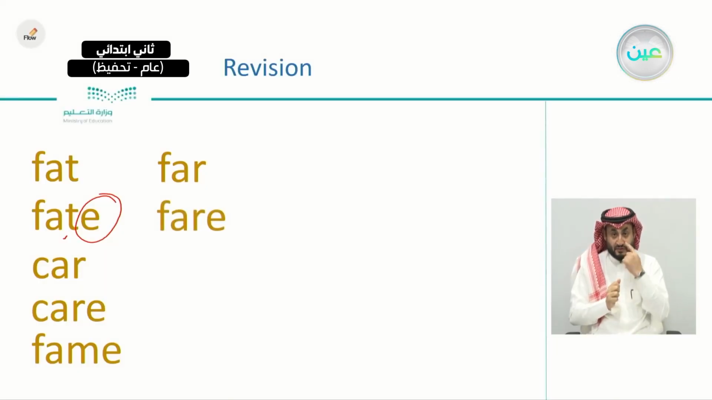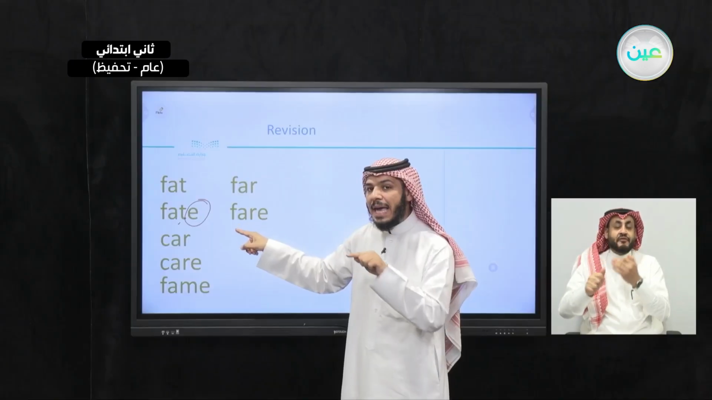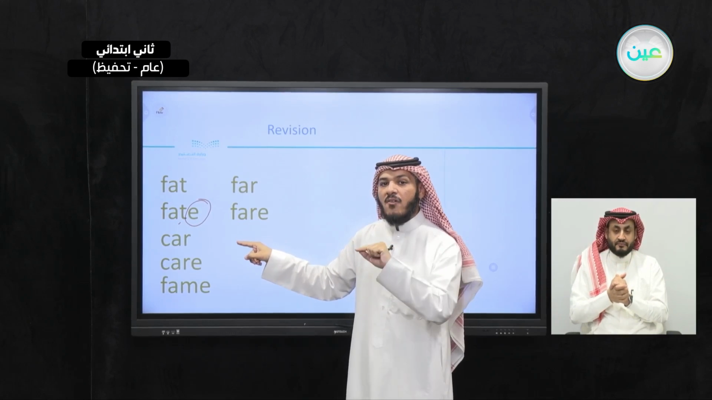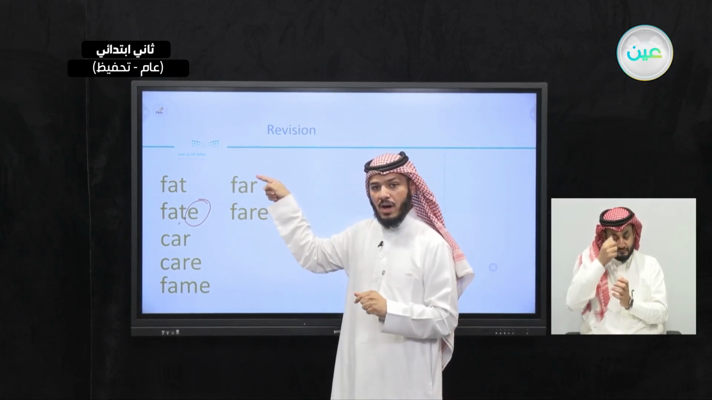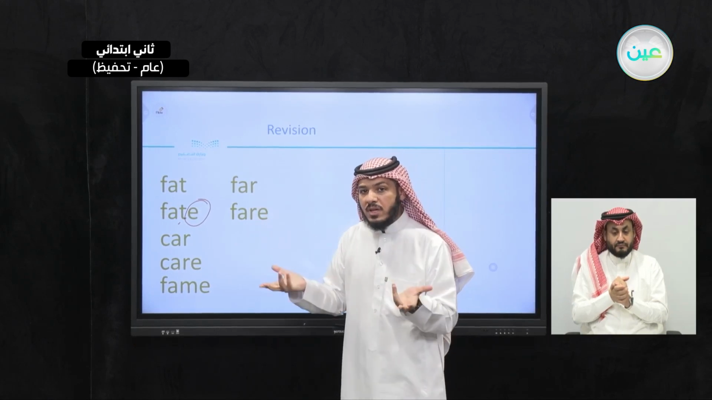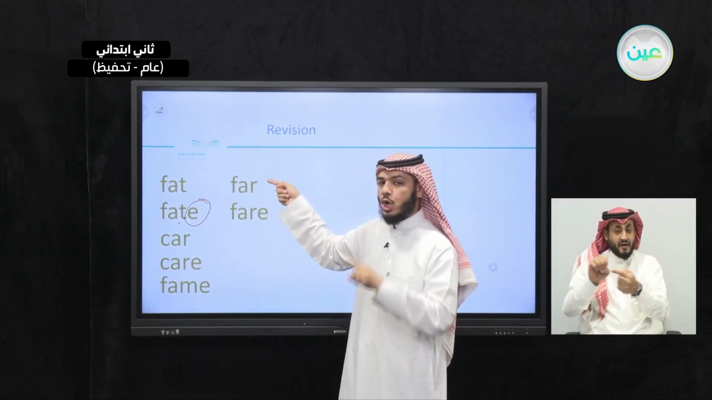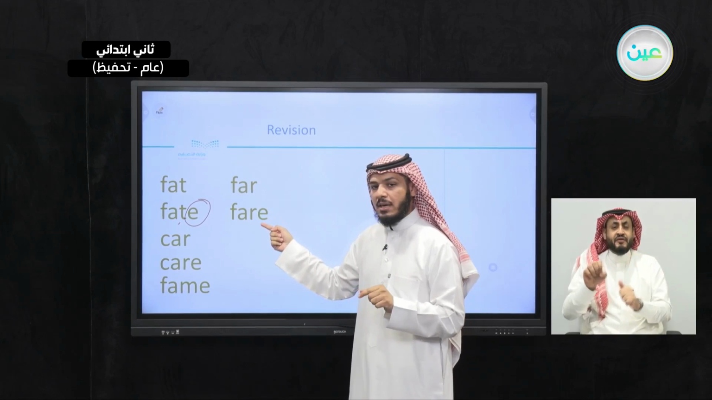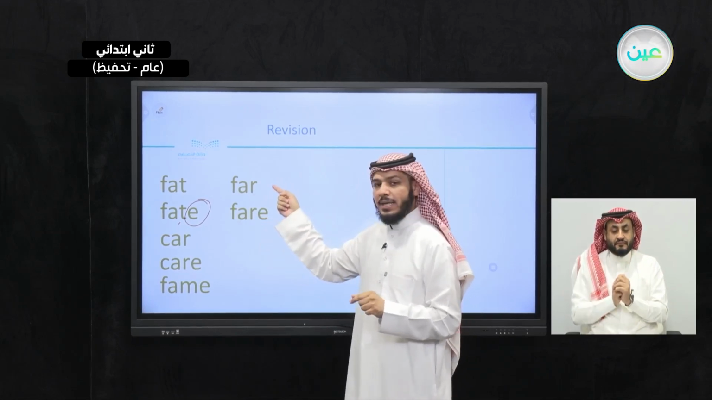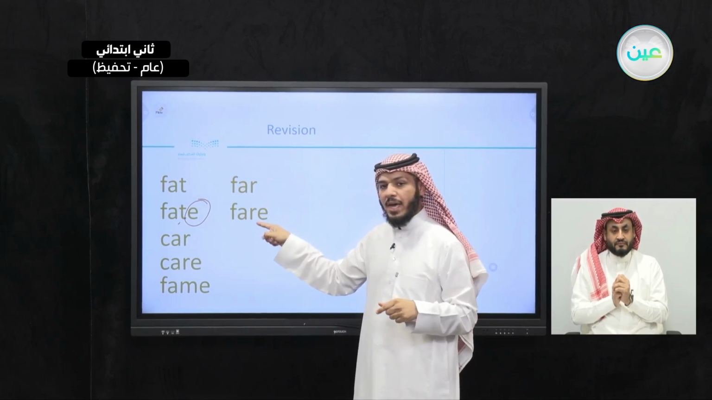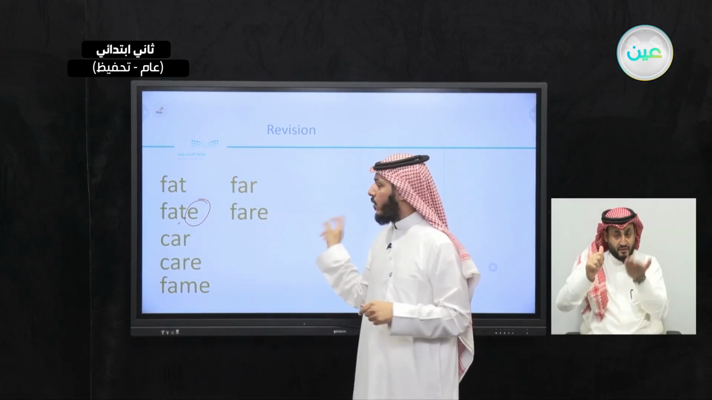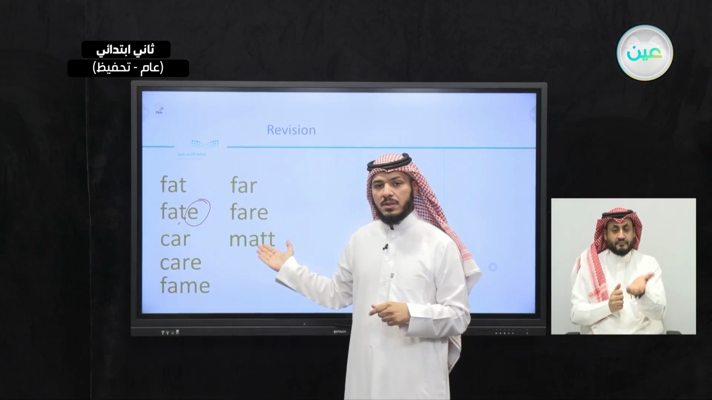Yes, we have E and A, so we pronounce as A. Fair. Okay, so we have far, fair. What's the difference? There is E, there is no E. There is E, A. There is no E, so it's A. Far, fair. Okay, what about this word?